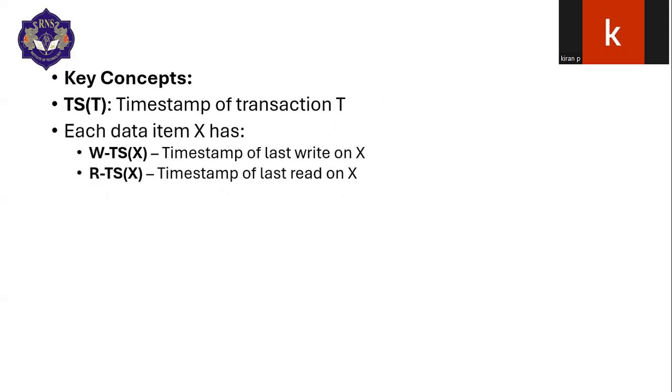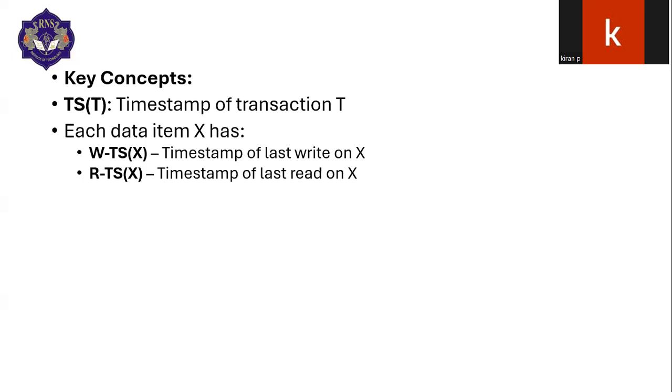Whenever you write any data item, let us assume the object is X, and you are writing to it, then we record a timestamp of it. That timestamp is referred to as the W timestamp of X, or it can be represented as the timestamp of the last write on X. So we try to maintain it.